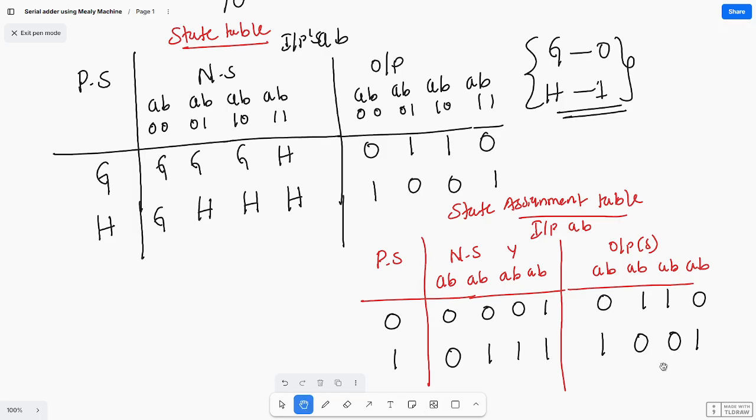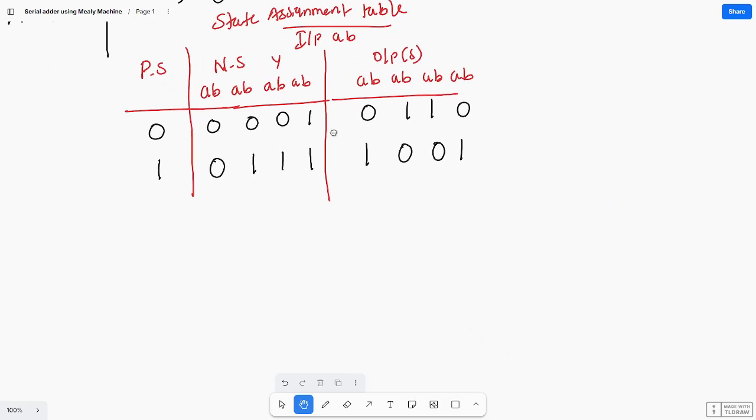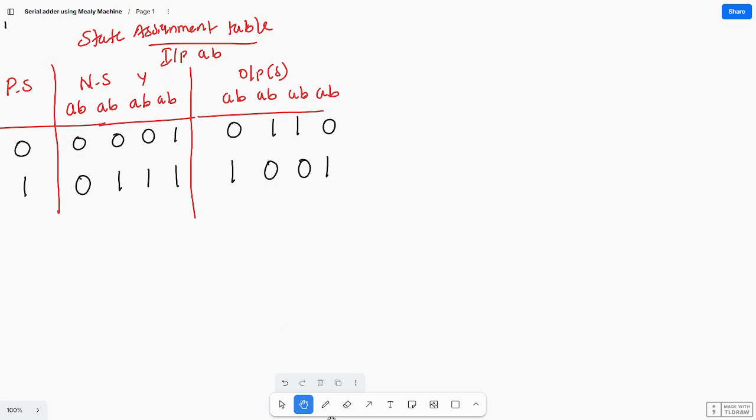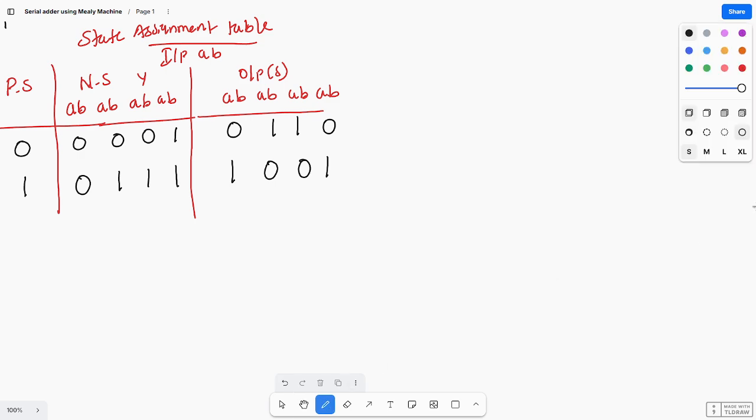After the state assignment table, next you need to draw the expanded state table. So how to draw the expanded state table? This is my state assignment table, so the expanded state assignment table.